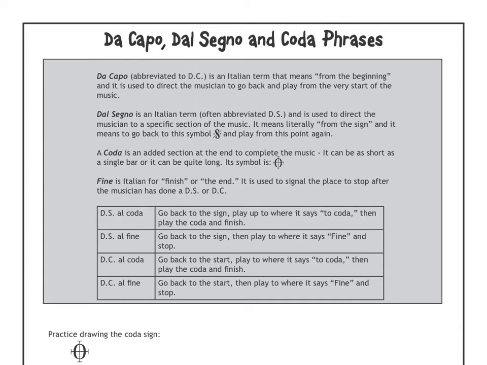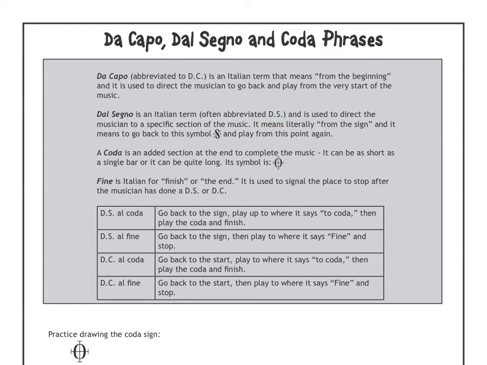Da capo, when you see it in the music, is abbreviated to DC, and it's an Italian term that means from the beginning, or literal translation, capo meaning head, the top. From the head, it's used to direct the musician to go back and play from the very start of the music. Dal segno is another term which can be used instead of da capo, the DC.